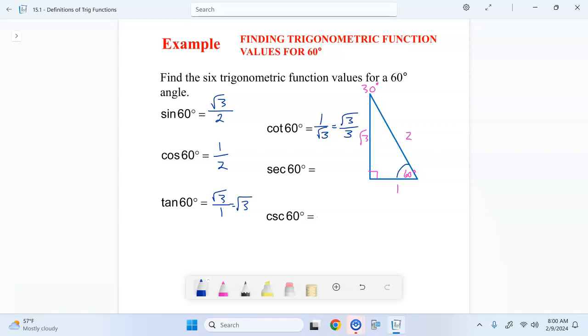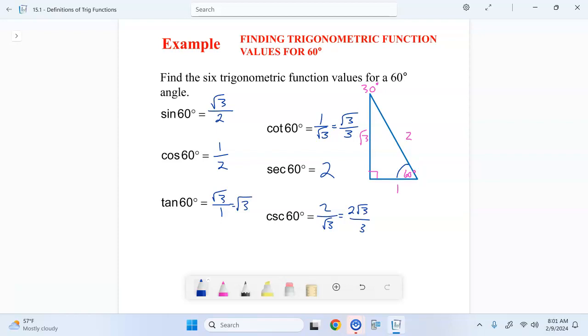Secant is our reciprocal for which function? Cosine. So what's 2? 1/2. Reciprocal of 1/2 is 2. And cosecant, that leaves us with reciprocal of sine. When we rationalize it, 2 root 3 over 3.